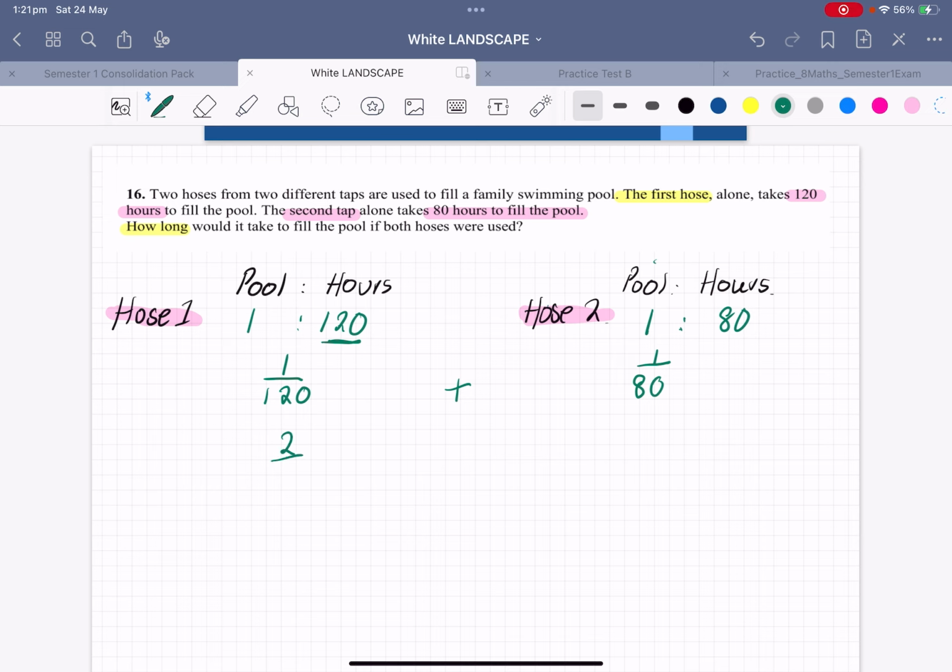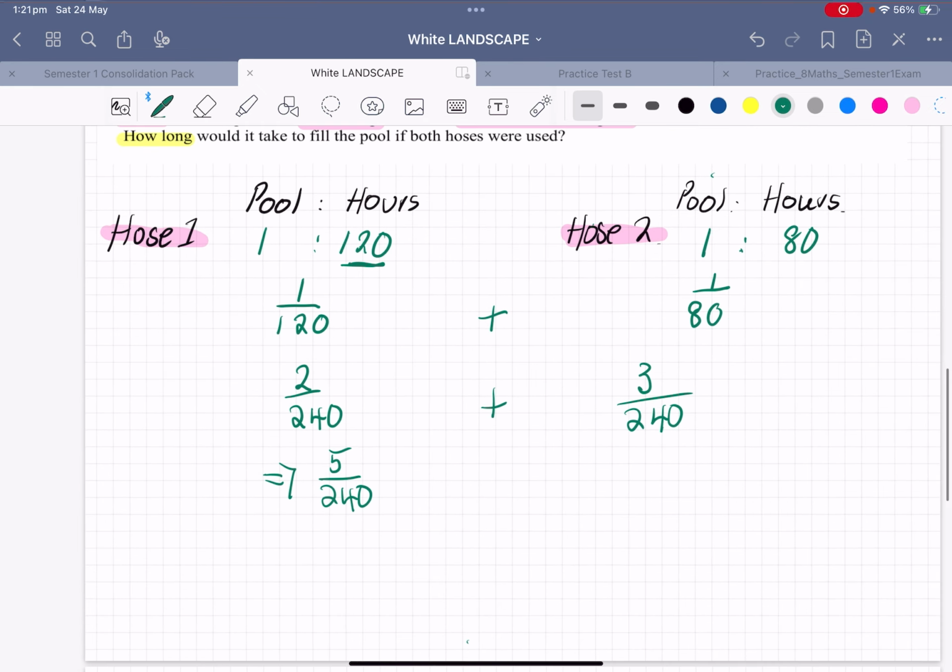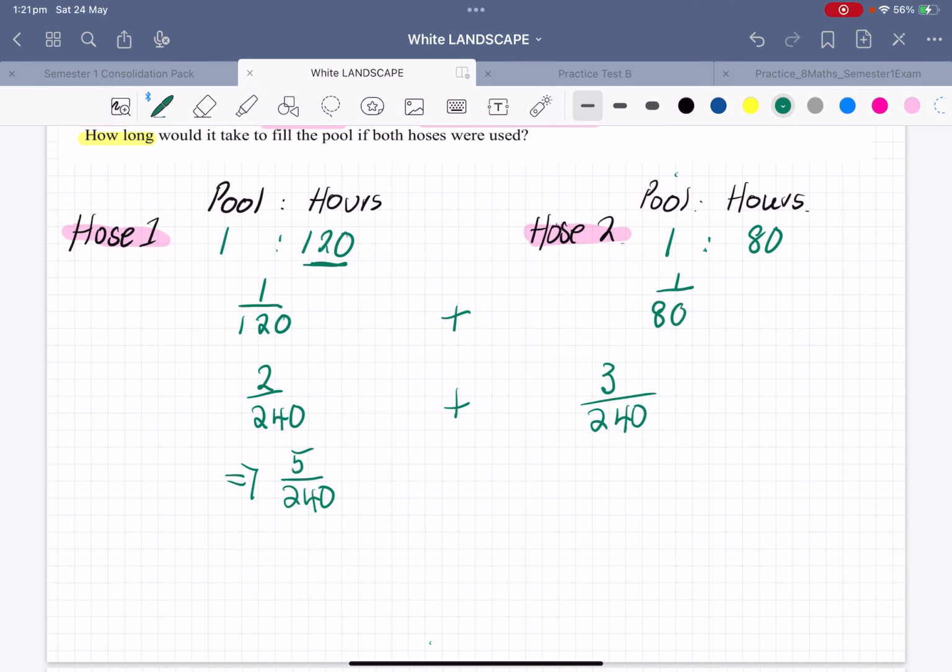So when we convert the fraction, we can now simply add them. So in this case, it'll be 5 over 240. Now, according to how we laid it out at the beginning, remember now, our new title is combined. We have a new fraction when they are combined. Number of pools was our numerator, so the number of pools is 5. And the denominator was our number of hours.